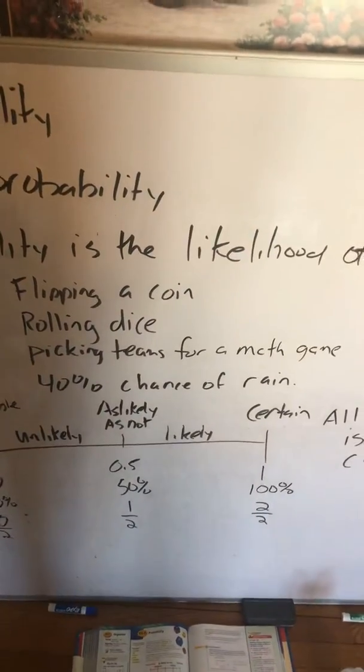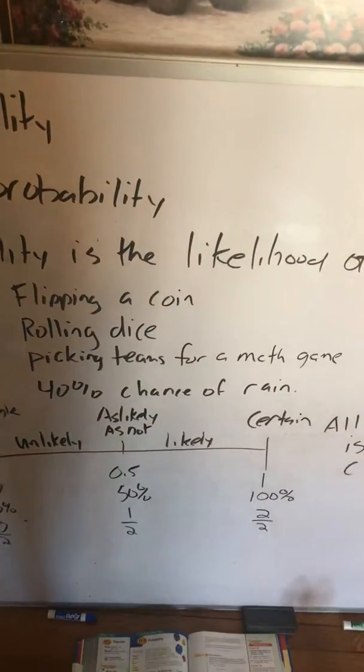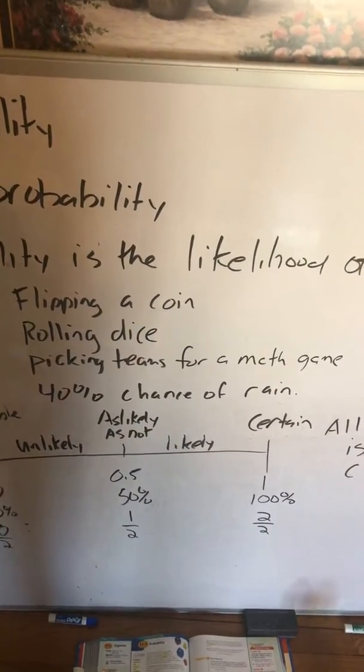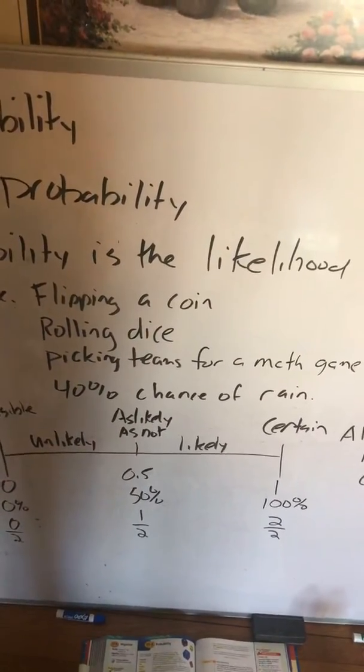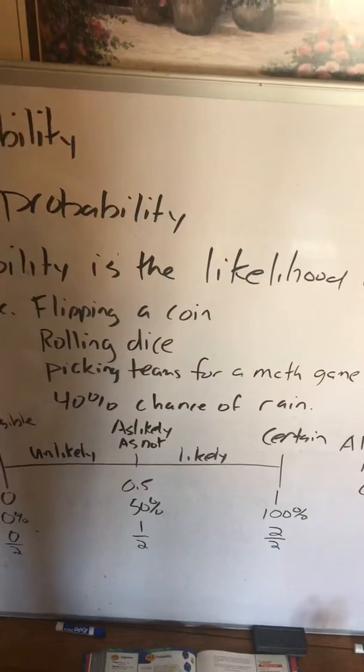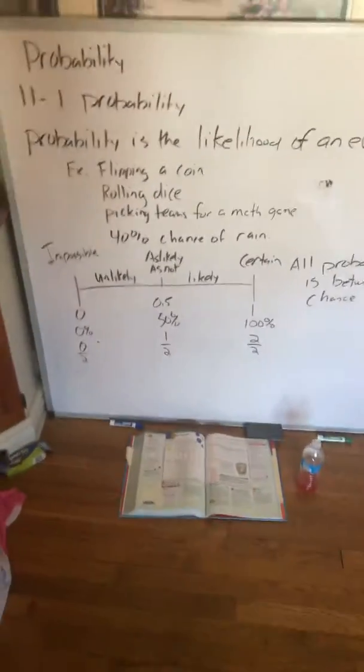Picking teams for a math game. If I pick Gage's name first, what's the probability I'll pick Maddie's name second? When the weatherman says there's a 40% chance of rain today, that is probability. Okay? And I've written the ways we can write probability.